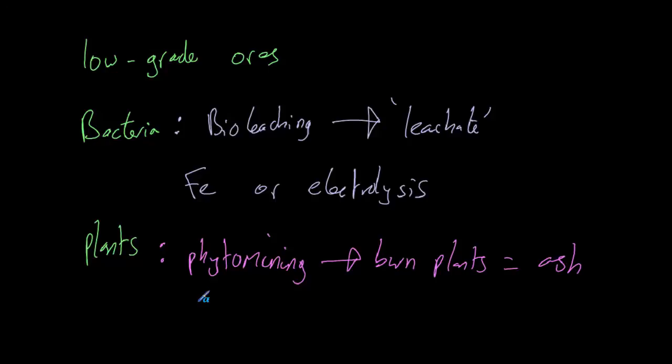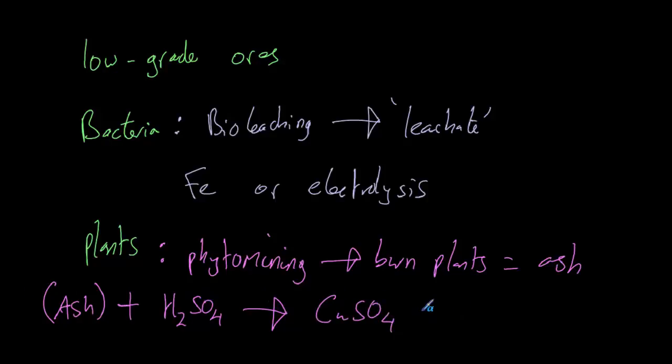One way is to literally add sulfuric acid. So if we add sulfuric acid to the ash, and don't write this as a chemical equation, this is just to show you what's happening, the ash plus our sulfuric acid, well, the sulfuric acid reacts with the copper in the ash, and we will get copper sulfate. Now I'm hoping this looks very familiar, because from copper sulfate we can produce copper by either adding iron, Fe, or carrying out electrolysis.